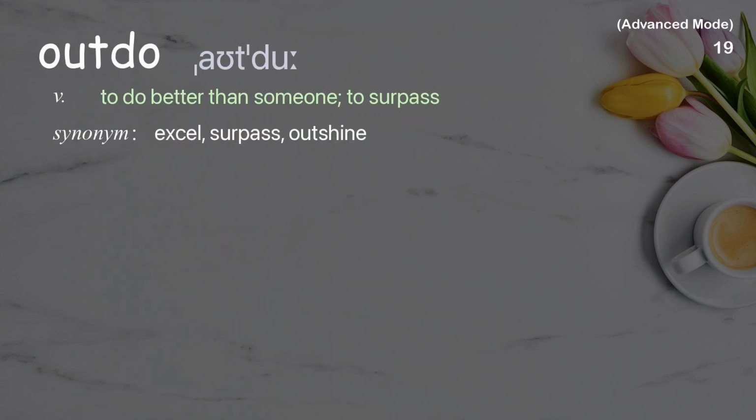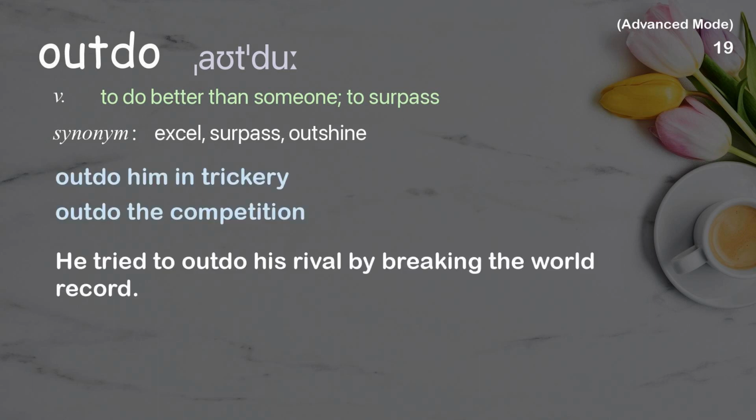Outdo. To do better than someone, to surpass. Examples: Outdo him in trickery. Outdo the competition. He tried to outdo his rival by breaking the world record.